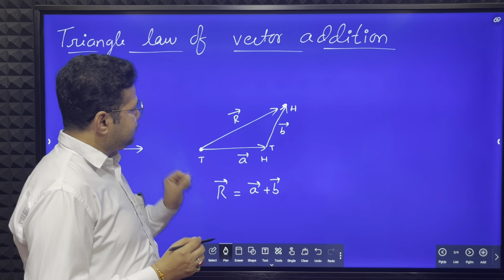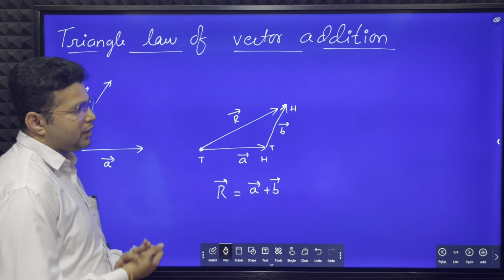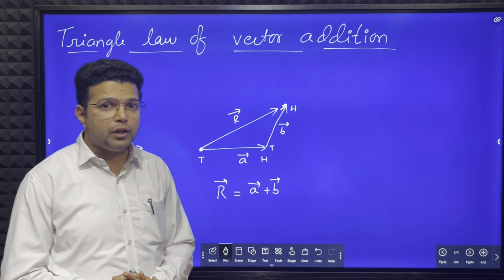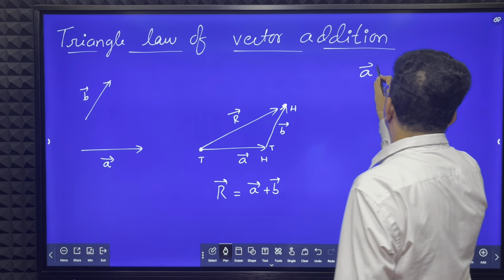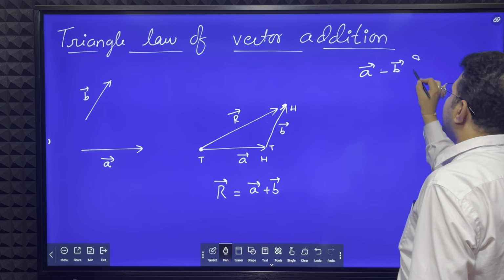R equal to A plus B. So this is triangle law of vector addition. So using triangle law of vector addition, you can also subtract vectors. Say for example, how to find A minus B?